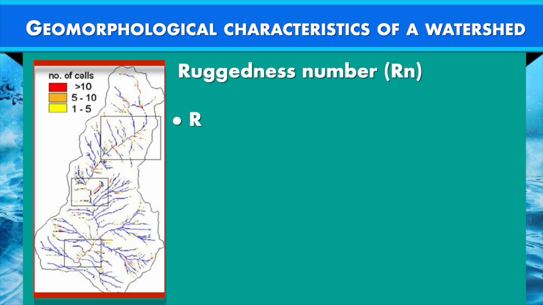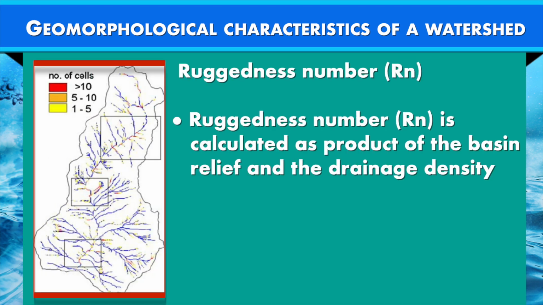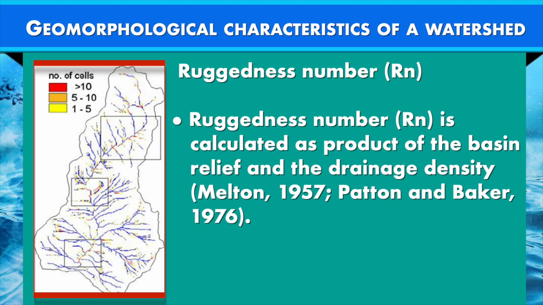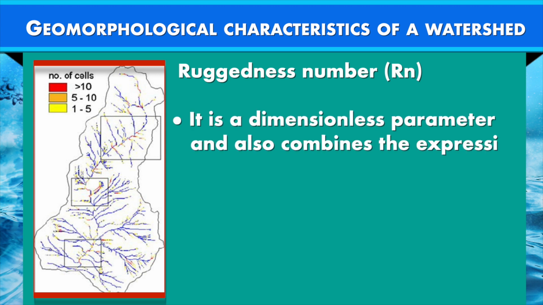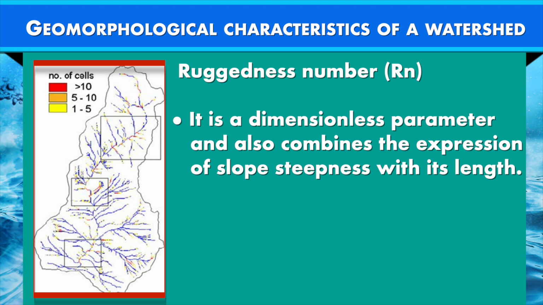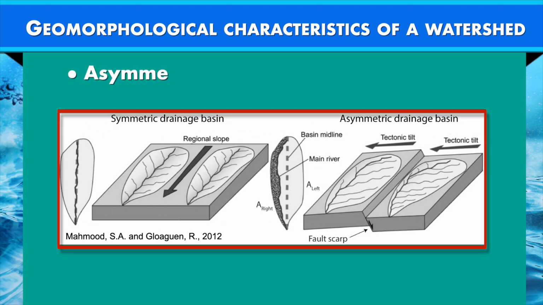The ruggedness number is a dimensionless parameter calculated as a product of the basin relief and the drainage density. It is also an expression of slope steepness with its length. Many river basins face tectonic forcing. Hence, the asymmetric factor of a drainage basin is a way to evaluate the effect of landscape tilting due to tectonic activity.